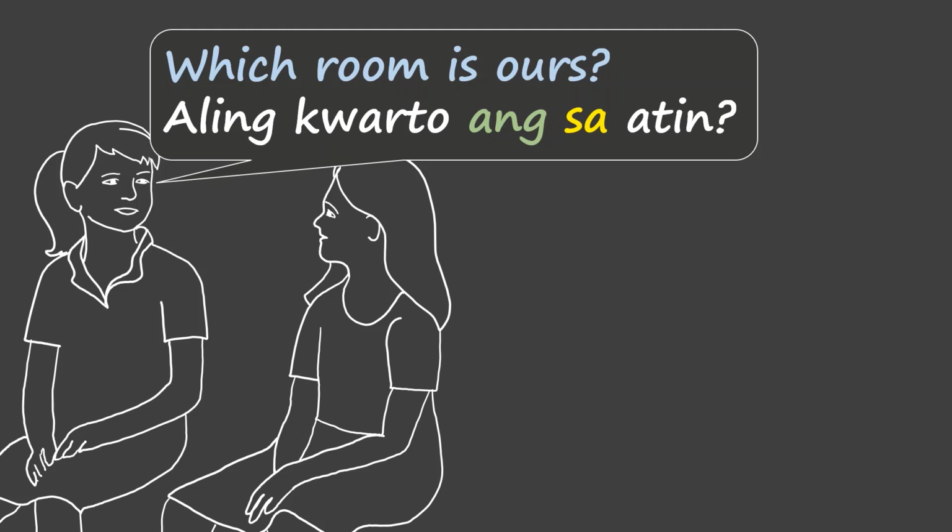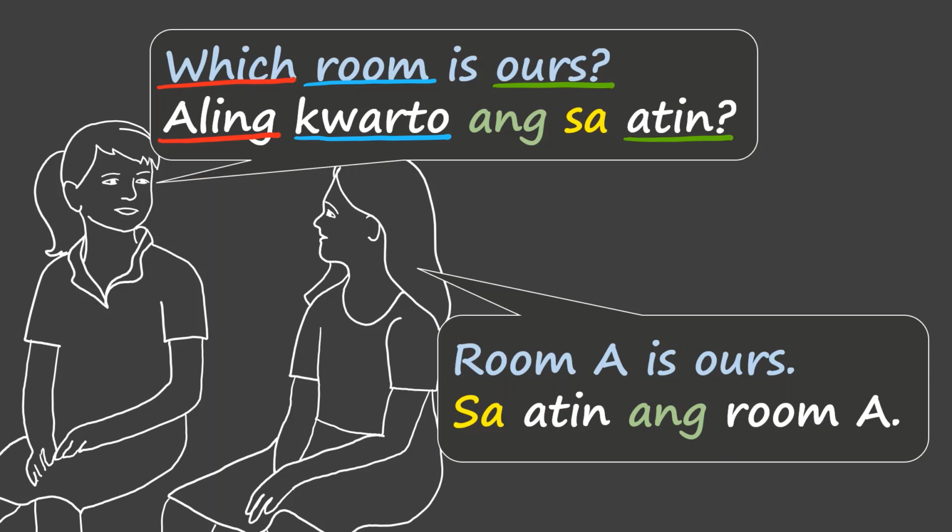Let us continue the conversation. Abby asked, "Which room is ours?" Aling kwarto ang sa atin? Which, aling, room, kwarto, ours, atin. Anna answered, "Room A is ours." Ours, atin.